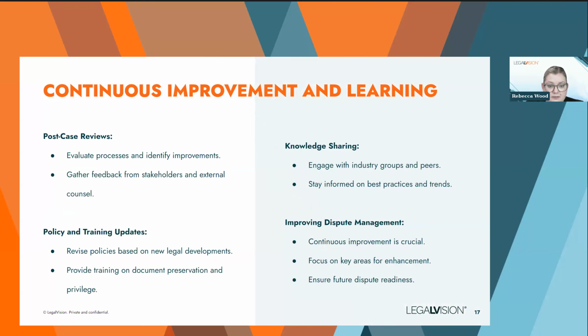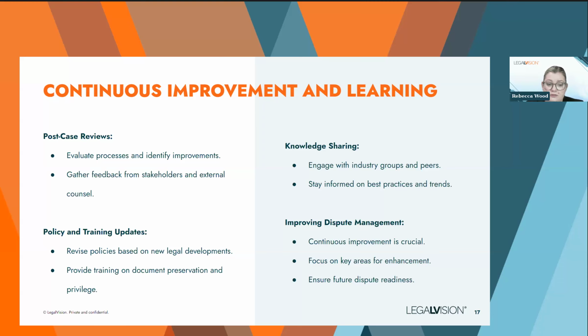In addition to these specific steps, your in-house counsel should also be focused on continuous learning and improvements more broadly. This could include conducting post-case reviews, or as I call them, a lessons learned opportunity. If you've got a significant dispute, you might want to sit down after the dust has settled to really review the process and identify what you've learned. What gaps did you identify along the way, and what areas could you or the organisation improve in?